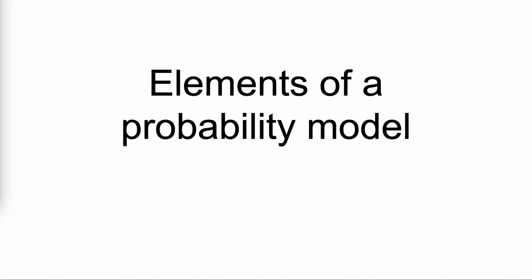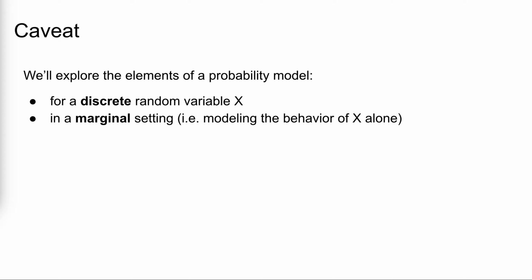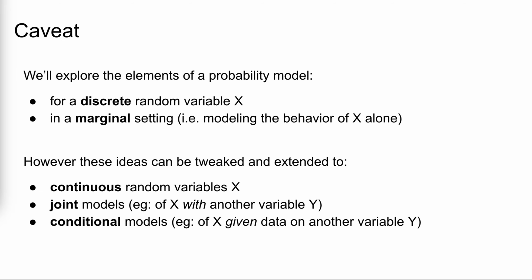In this video, we'll review some fundamental elements of a probability model. In particular, we'll explore the elements of a probability model for a discrete random variable x in a marginal setting, that is, when modeling the behavior of x alone. That said, these same ideas can be tweaked and extended to continuous random variables, to joint models, that is, modeling the behavior of x with another variable y, and to conditional models, that is, modeling the behavior of x given data on another variable y.